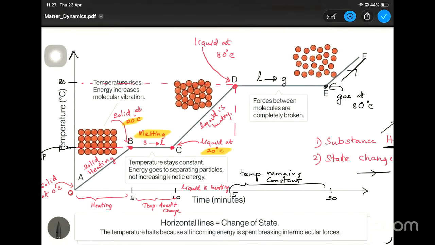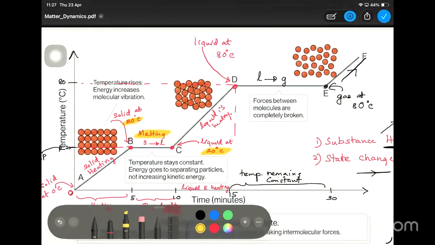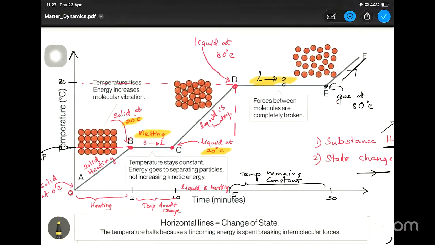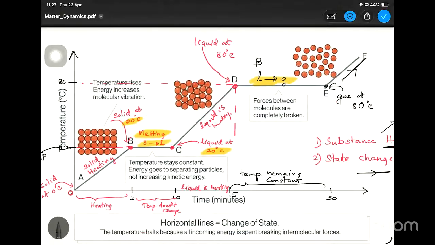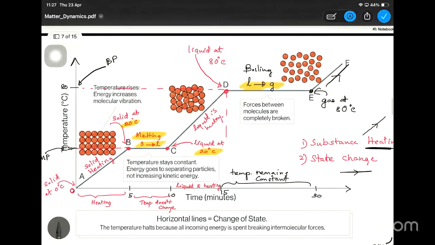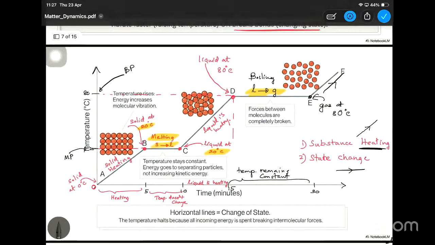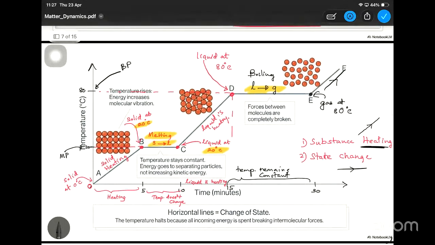So here, this specific thing, liquid turning into gas, is the process called boiling or evaporation, right? So this point refers to the boiling point of this specific substance. There were several questions relating to this graph, so it is better to go through this graph again.